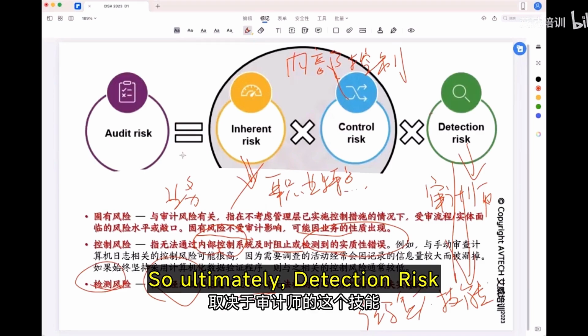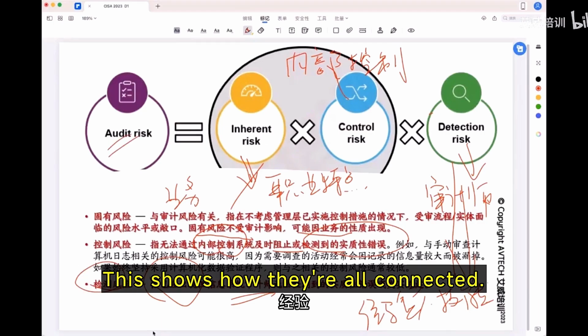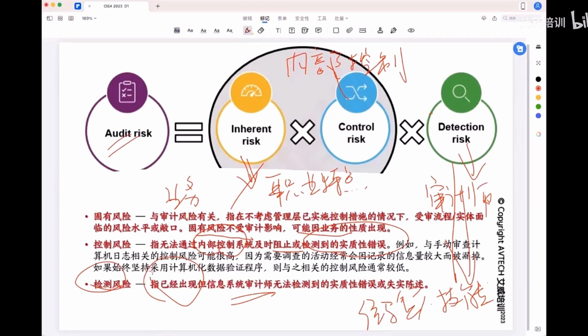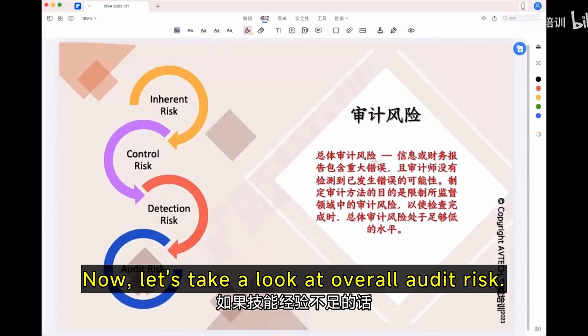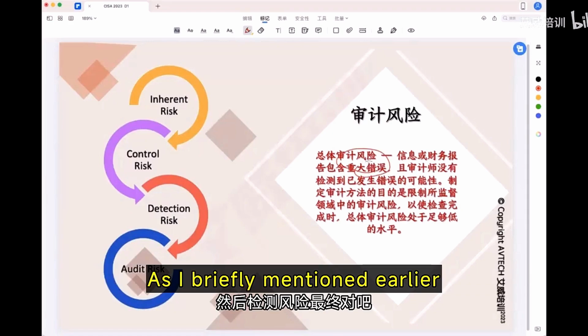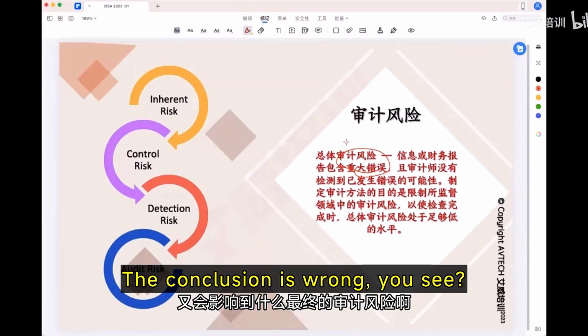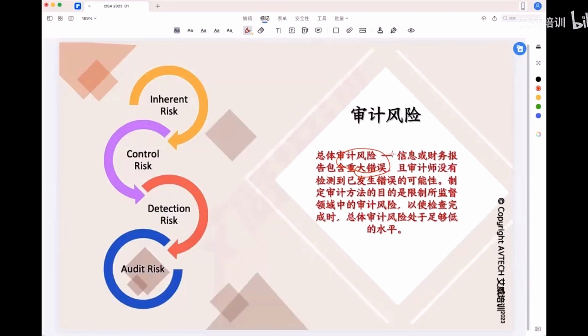So ultimately, detection risk, how does it impact the overall audit risk? This shows how they're all connected. Now let's take a look at overall audit risk. Major errors in financial or information reports. As I briefly mentioned earlier, the conclusion is wrong. You see, the conclusion is wrong. Got it.